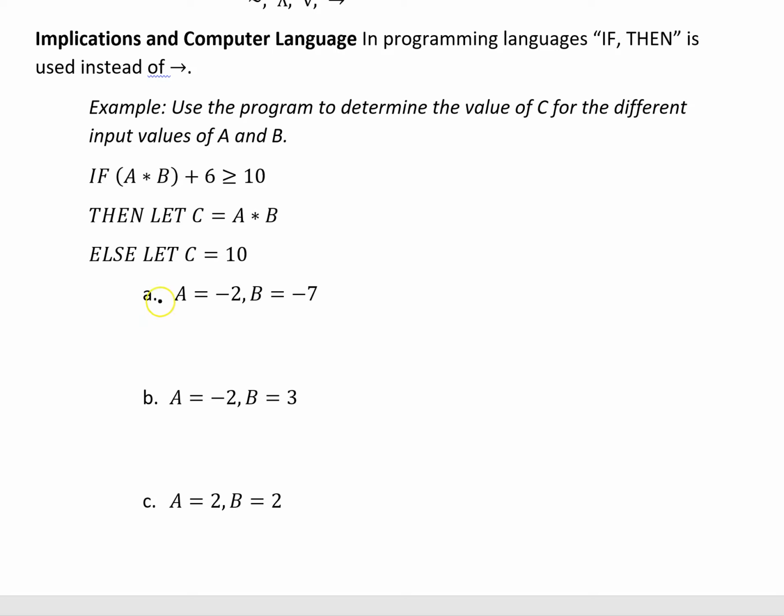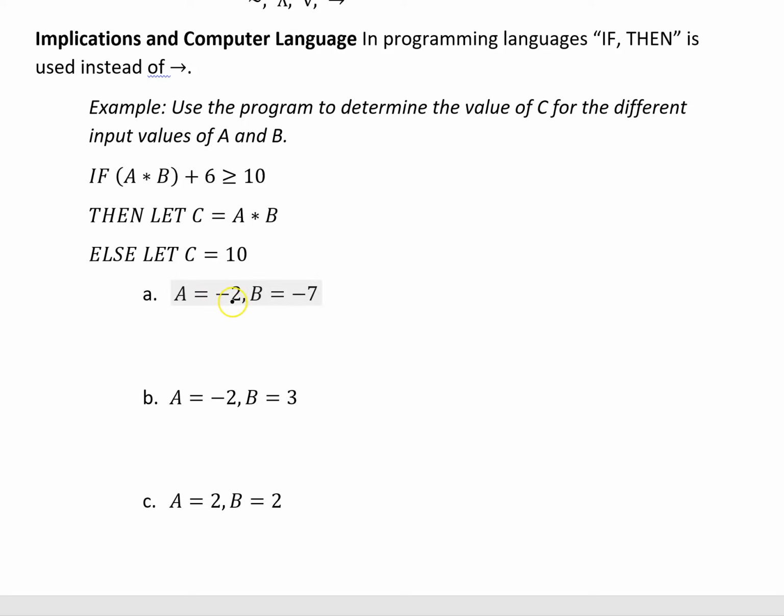All right, let's take a look at the situation. It says if A times B plus 6, if that result is greater than or equal to 10, then the value for C is A times B. But if the original statement, A times B plus 6, is not greater than or equal to 10, we hit the else: let C equal 10. Let's take a look at the first situation.